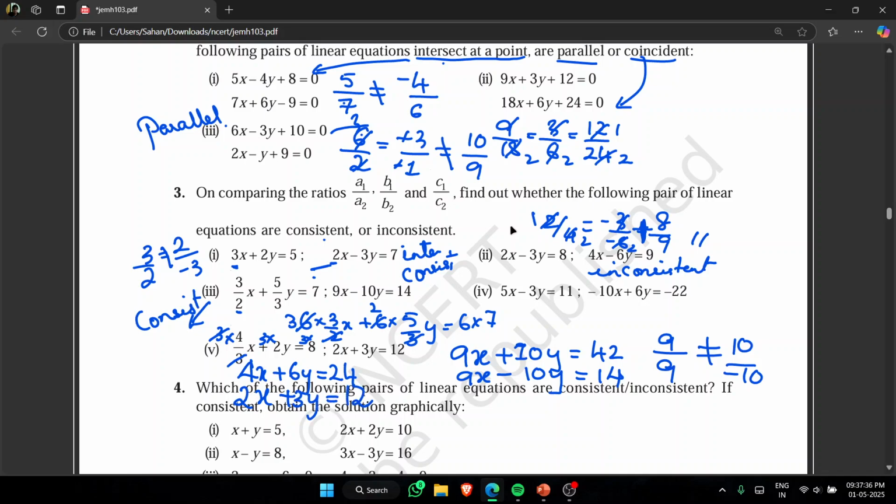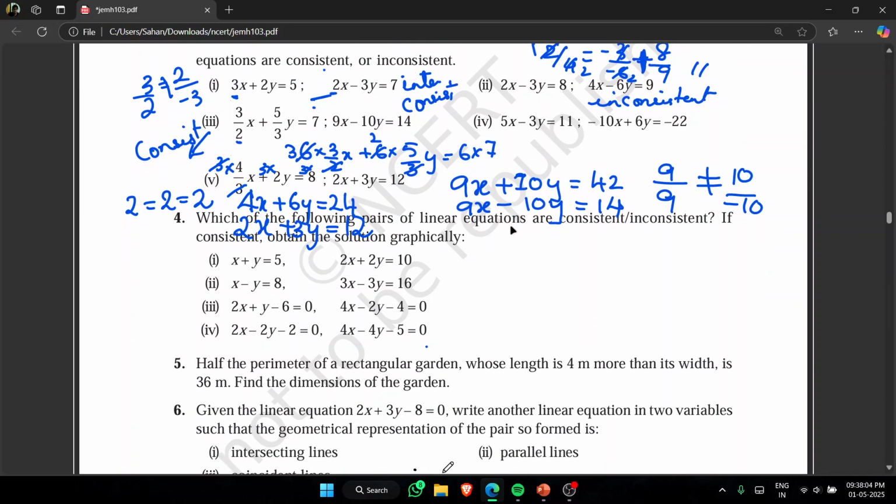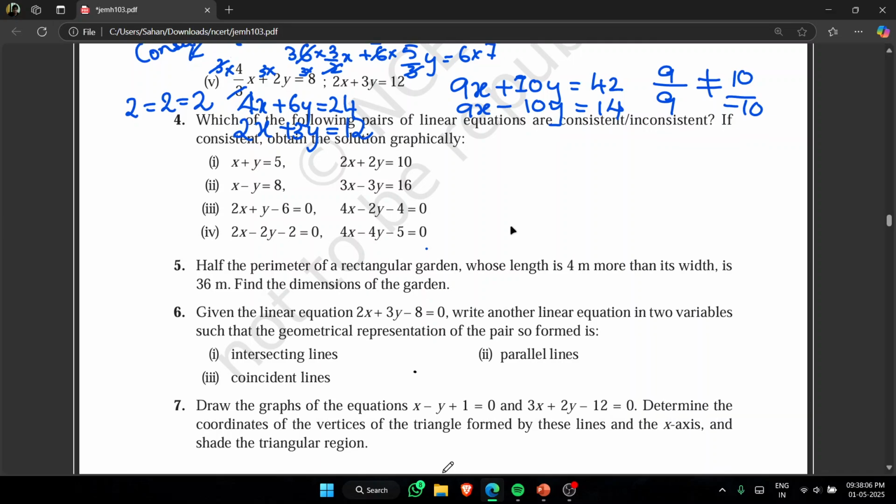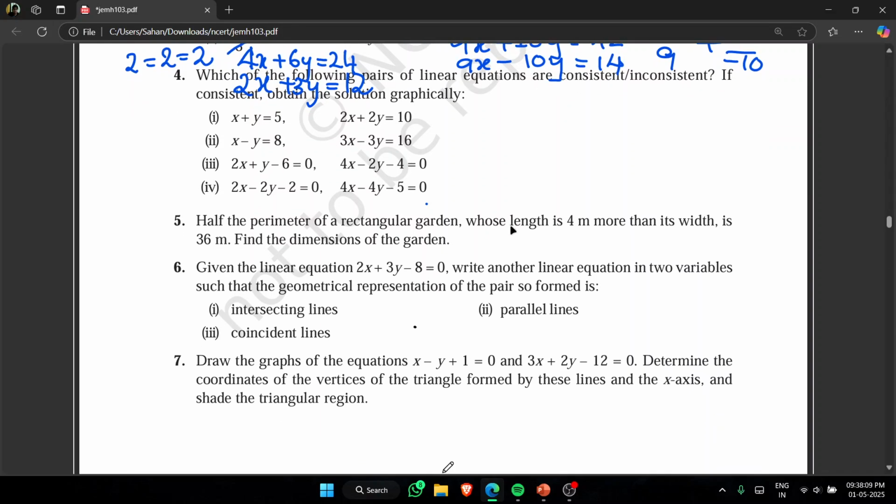So now check: 4 by 2 is 2, 6 by 3 is 2, 24 by 12 is 2. So we got A1 by A2 equal to B1 by B2 equal to C1 by C2. It is consistent, coincident lines, infinitely many solutions. Done. The fourth question, on solving graphically, will come in my next video. Now the fifth question.